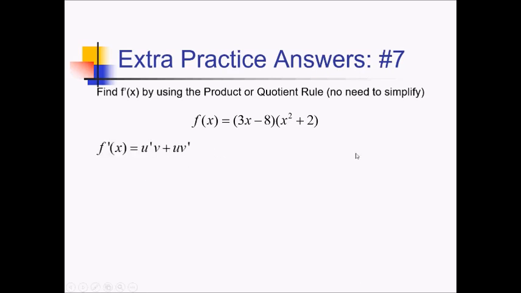And then let me set up my box and ribbon to organize things. So I've got u, that's the first factor, 3x minus 8. And here's v, x squared plus 2. Now I need u prime and v prime, the derivatives down here. So that would be 3 and 2x. Multiplying it out now with the ribbon, we've got 3 parentheses x squared plus 2 plus parentheses 3x minus 8 times 2x. And no need to simplify, so we'll just leave it that way.